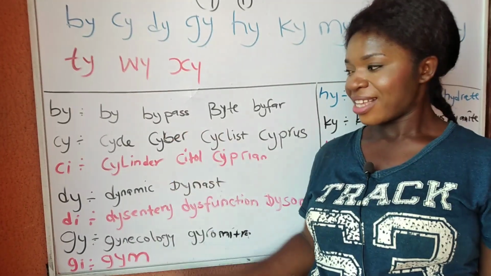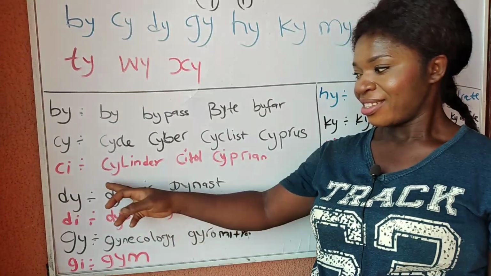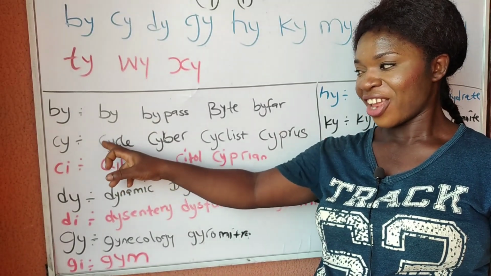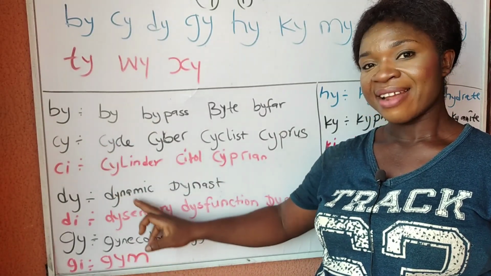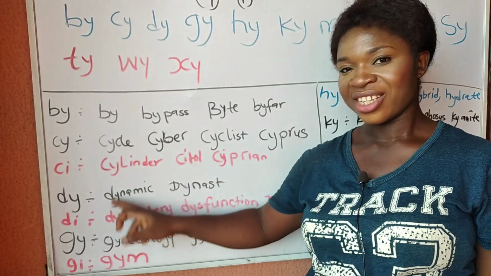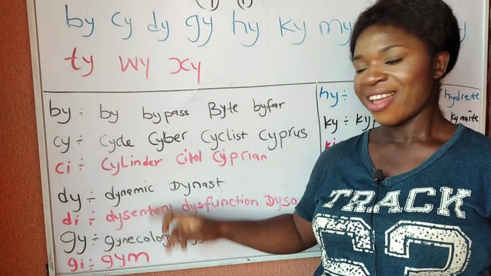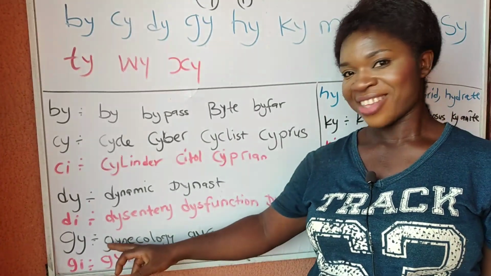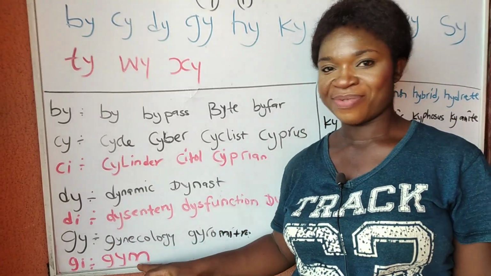All right, like I said, the magic right here, this is cylinder, this is cyber, so the letter changed here with Y. This is dynamic, this is dysentery, the letter changed. This is D, this is D. This is gynecology, this is G, this is G, this is G, right?